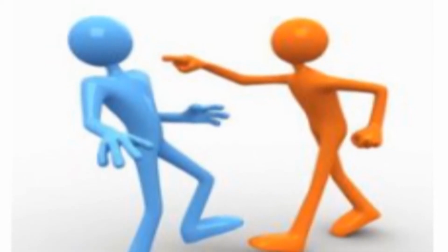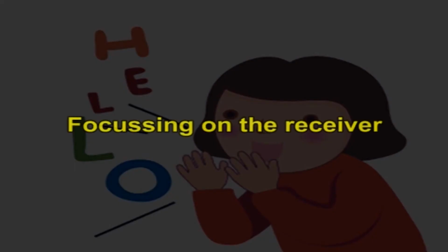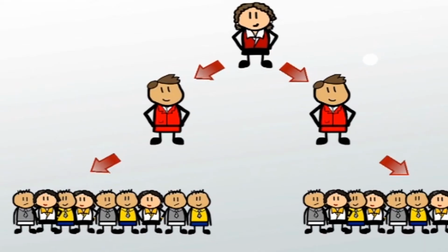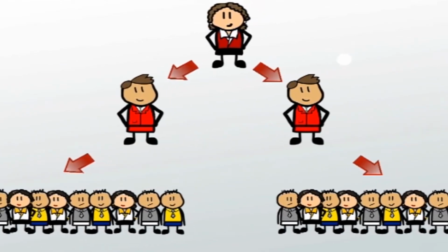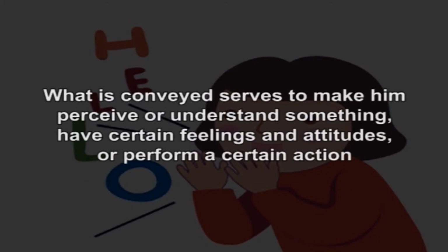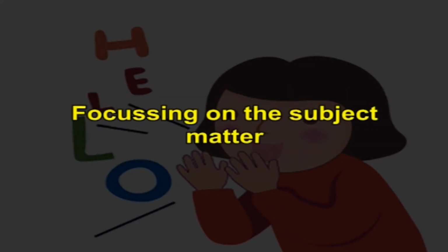Naturally, some of these are unconscious to the sender and thus not intended by him. B. Focusing on the receiver, the evocative functions. Communication is here seen as directed towards evoking certain reactions on the receiver's part. What is conveyed serves to make him perceive or understand something, have certain feelings and attitudes, or perform a certain action.